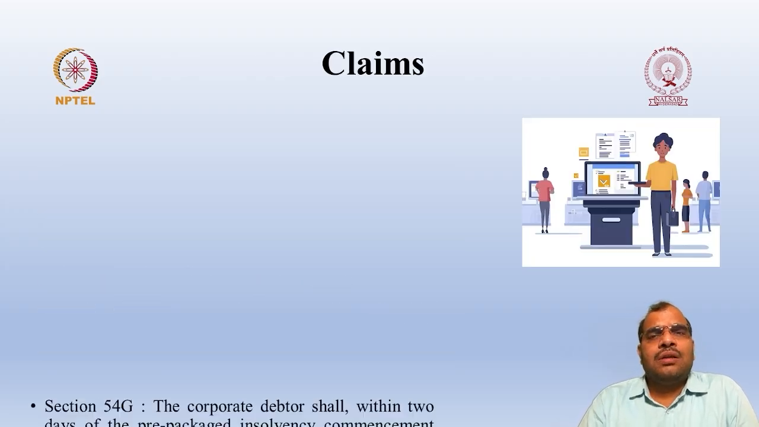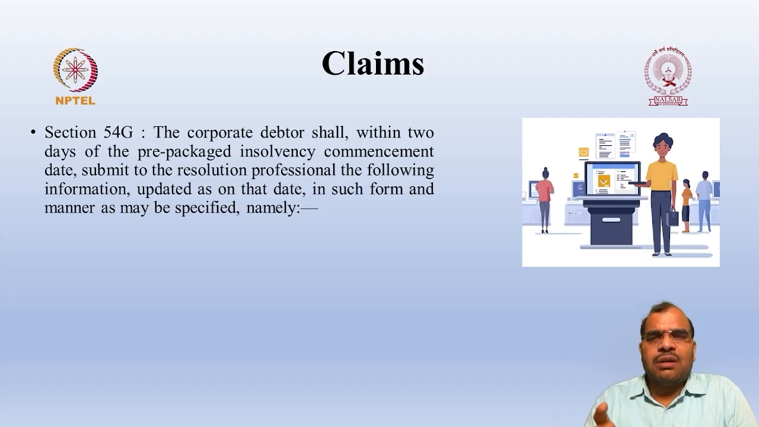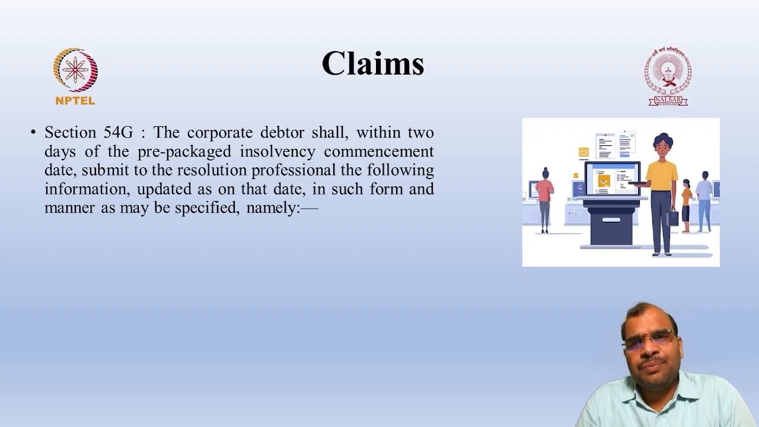Then let us discuss the claims. Section 54G provides for the claims. A corporate debtor shall, within 2 days of the PP-IRP commencement date, that is, once it is admitted by the NCLT, such date is called the commencement. On such date, PP-IRP is commenced. Once the commencement is done, within 2 days he is expected to submit to the resolution professional.